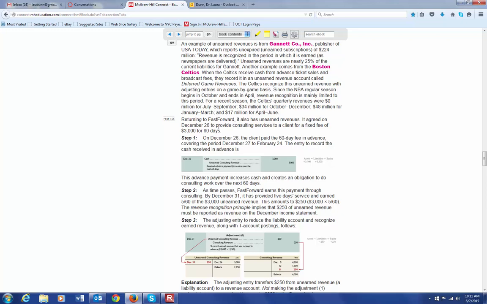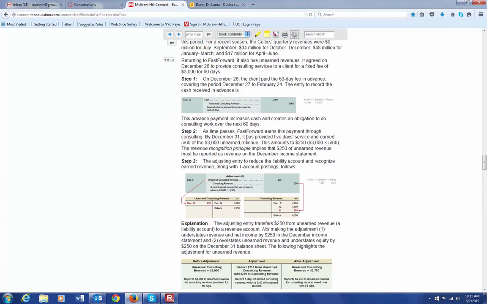It agreed on December 26 to provide consulting services to a client for a fixed fee of $3,000 for 60 days. So this stretches over 2 accounting periods. So on December 26th, the client pays for the 60-day fee in advance. It covers December 27th to February 24th. So when they pay, it goes into cash as a debit, but then the other amount of it goes into unearned consulting revenue because they haven't actually provided the services yet.